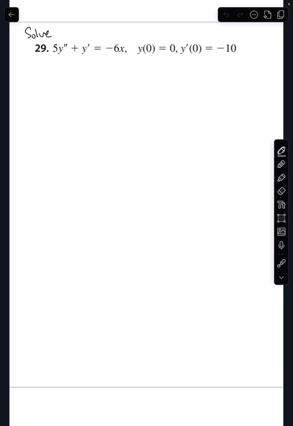So whenever we see a problem like this, we can kind of immediately classify it and see that this is a non-homogeneous linear second order ODE. And it's non-homogeneous because of the negative 6x term. And so in order to solve these, luckily it does have constant coefficients, so we first need to find the complementary function.